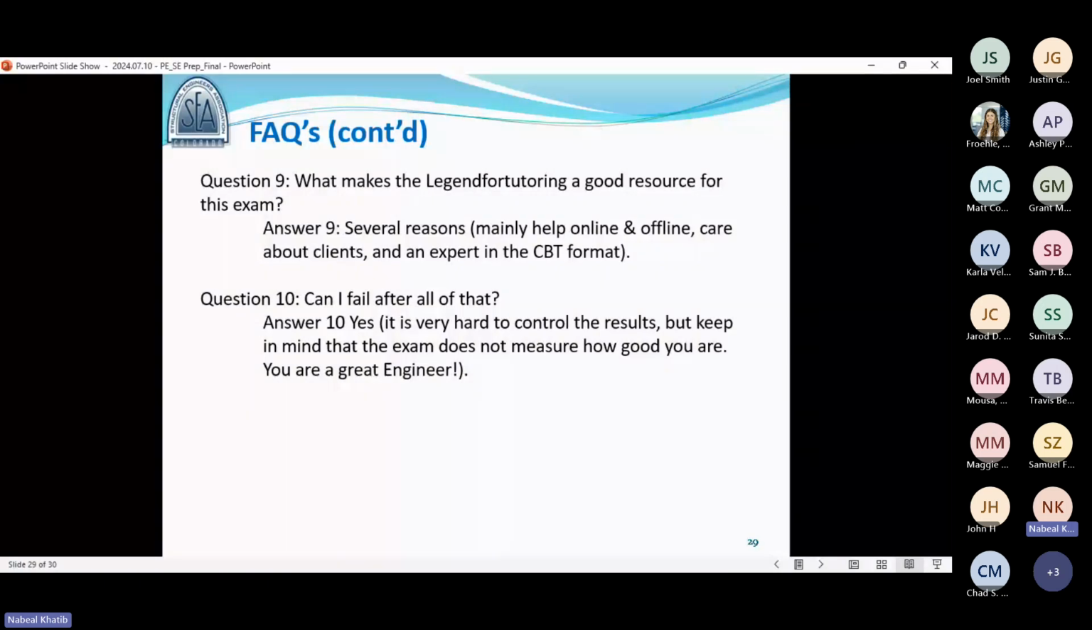We have great reviews. We work with you day in, day out. We make sure that you're happy with everything, and also financially it is pretty reasonable. Can I fail after all of that? Absolutely yes. The problem is you want to make sure that you have a good mentality for this exam.